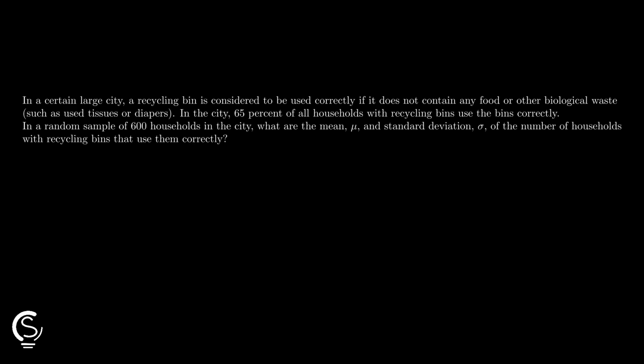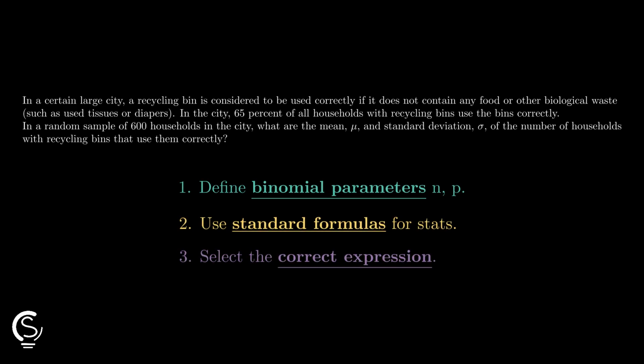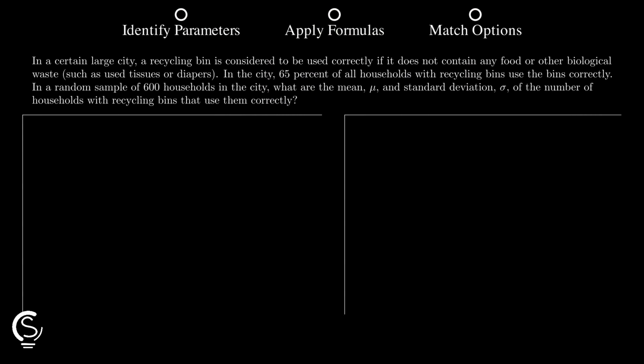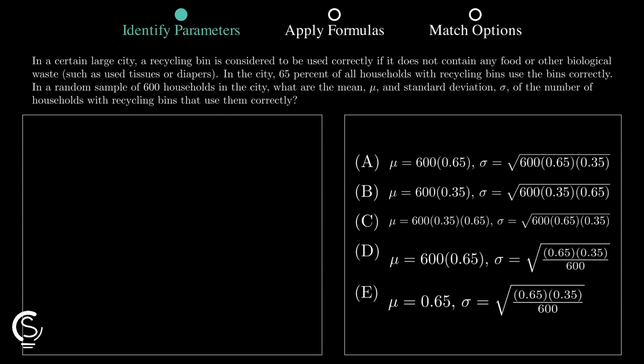Let's level up. Binomial probability problems look intimidating, but you can solve them in seconds by identifying the parameters and applying the standard formulas to find the correct answer. First, identify the sample size n as 600, the probability of success p as 0.65, and the probability of failure q as 0.35. You got this.